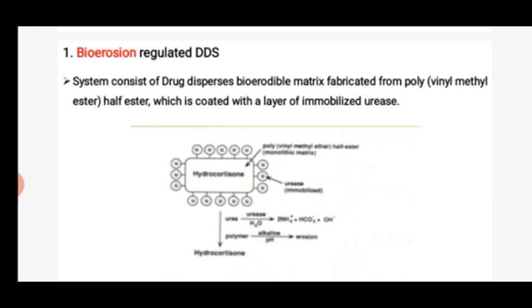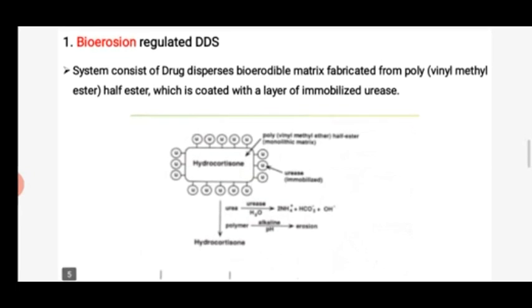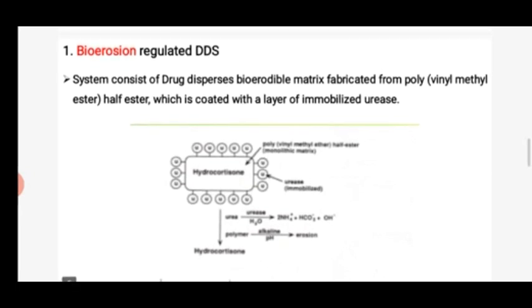And the materials used as a semipermeable membrane are polyvinyl alcohol, polyvinyl chloride, cellulose acetate, polyurethane and ethyl cellulose. These are the materials used as semipermeable membranes. So the next one is ion exchange resin.